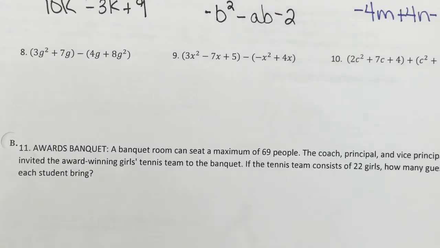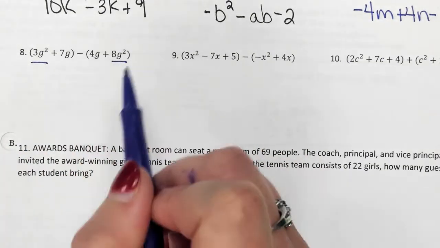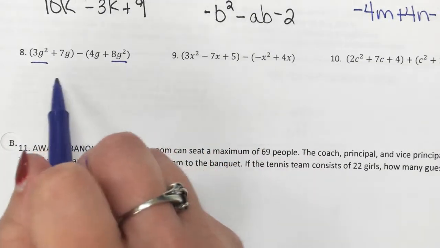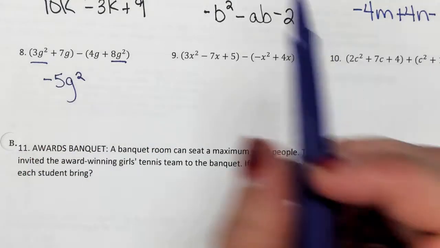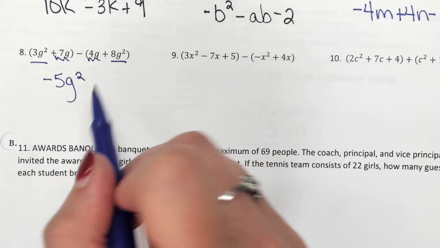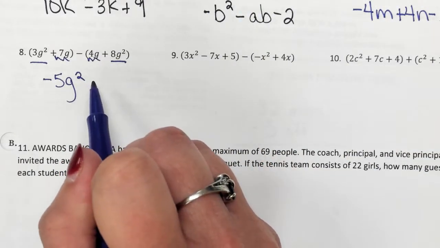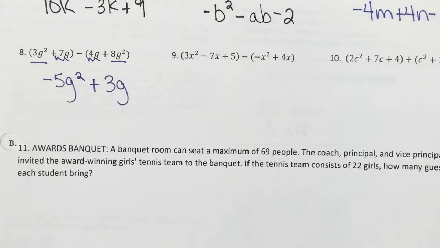All right, number 8, here we go. What are we going to subtract? Go. 3g squared. Yeah? What's 3 minus 8? Negative 5g squared. What else do we have? There you go, Wilmer. Thank you so much. What's 7 minus 4? 3. What kind of 3? Positive. Positive, positive. All right, y'all okay? Anybody lost? Pretty easy stuff, right?